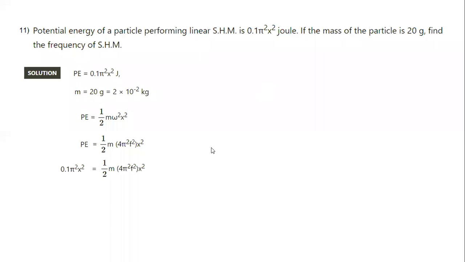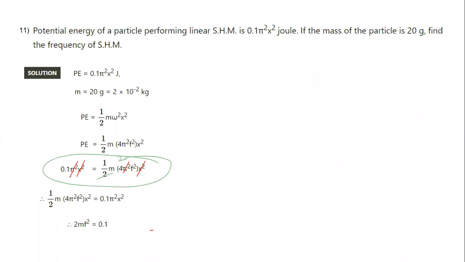As we substitute the value of this potential energy, then this x square gets cancelled, pi square and this pi square get cancelled, as well as this 2 2s are 4. We get here, after simplification, 2 m f square is equal to 0.1. After this we get this step. Now we have to solve this for frequency.